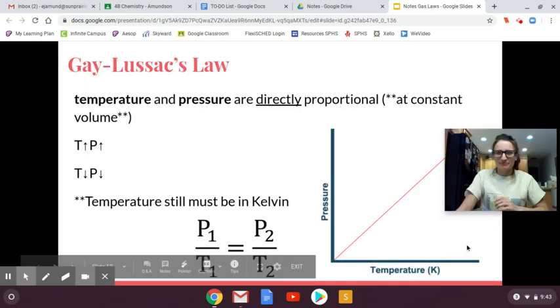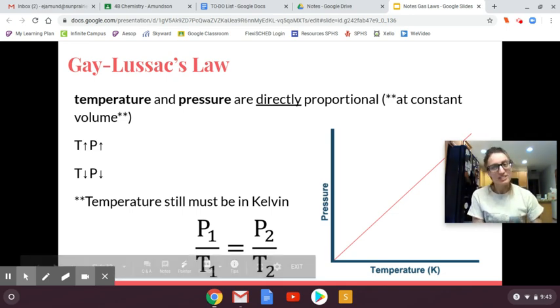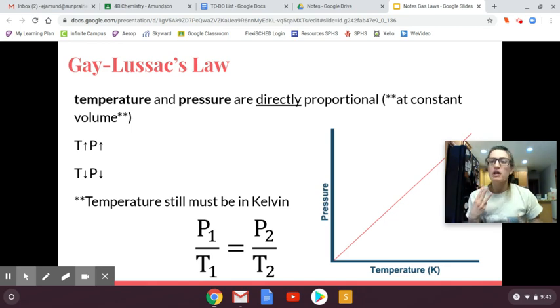Okay, third law then. Gay-Lussac's law. This one you did do in lab last time I saw you, which was a long time ago. But you did do this one. It was part 3 of your lab. This is the one where you were increasing the temperature of the gas in that flask and then measuring what the pressure was based off of that.